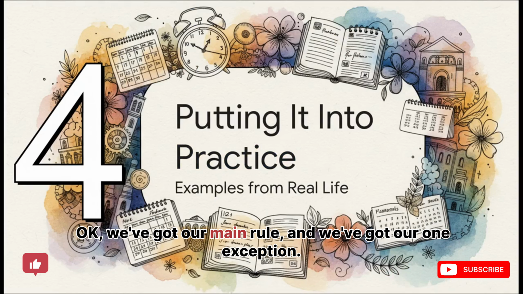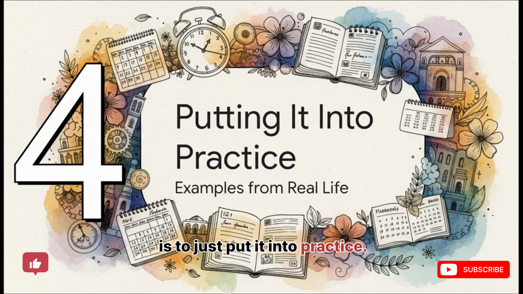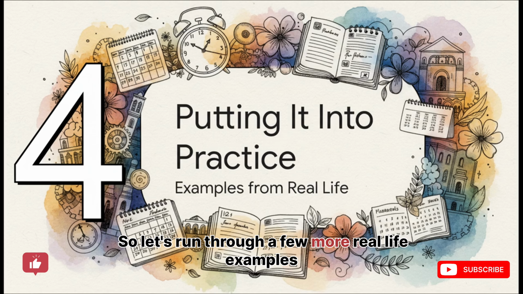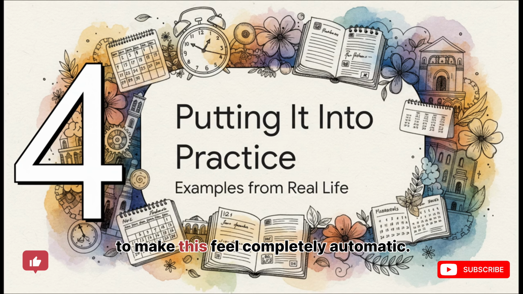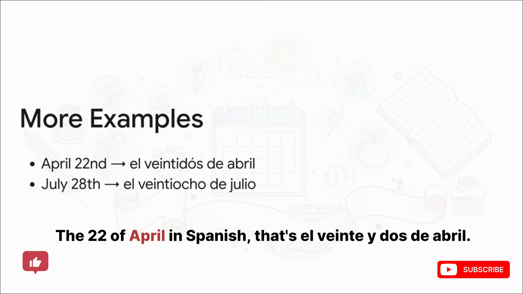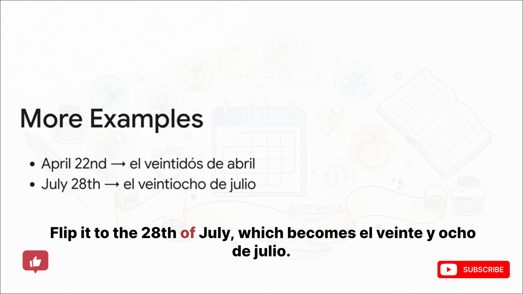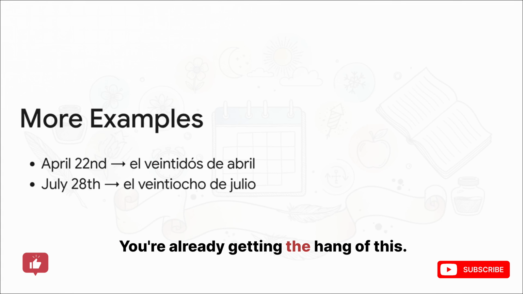Okay, we've got our main rule, and we've got our one exception. Now, the absolute best way to make this stuff stick is to just put it into practice. So let's run through a few more real-life examples to make this feel completely automatic. Let's try April 22nd. First thing we do, flip it. The 22 of April. In Spanish, that's el 22 de abril. Easy enough, right? How about July 28th? Same deal. Flip it to the 28th of July, which becomes el 28 de julio. See? You're already getting the hang of this.